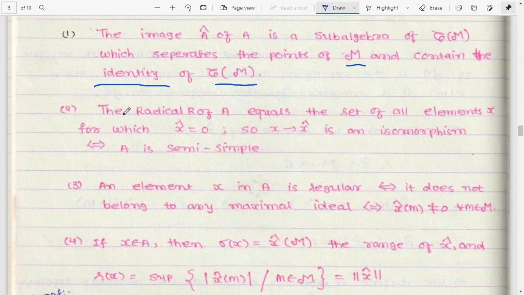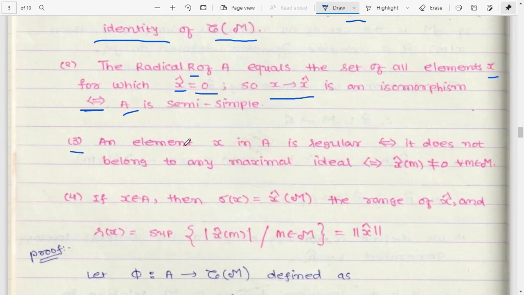And second, the radical R of A equals the set of all elements X for which X cap is equal to 0. So X to X cap is an isomorphism if and only if A is semi-simple. And a definition of semi-simple: the radical elements are equal to 0.